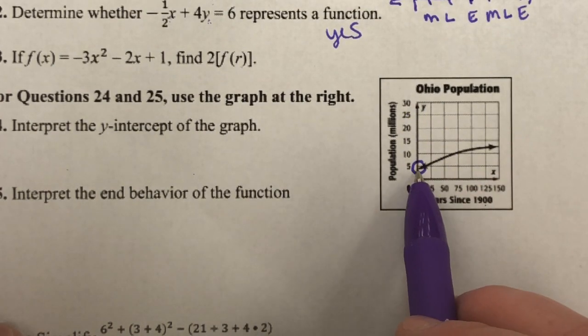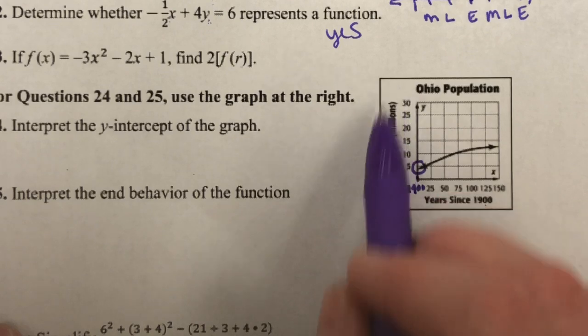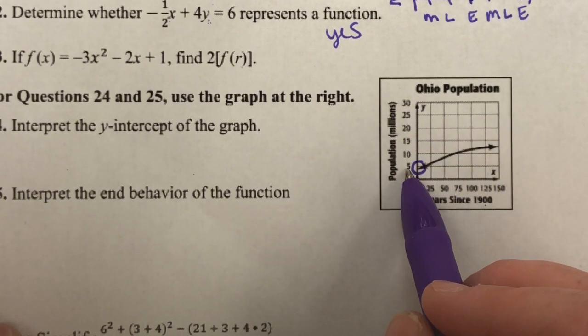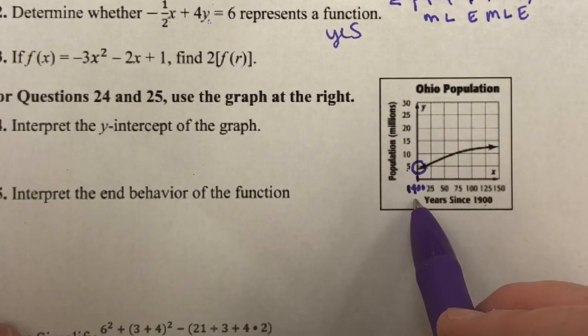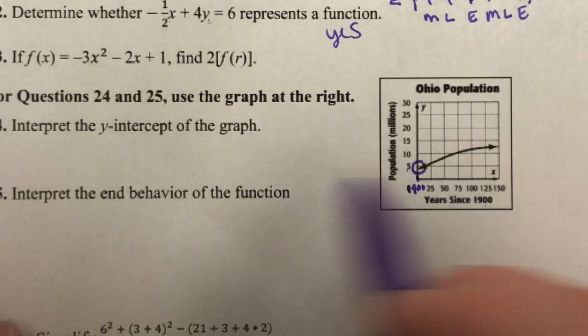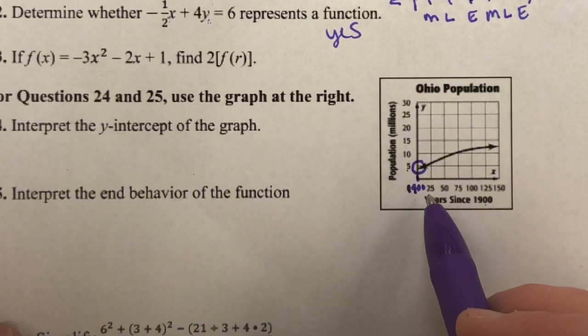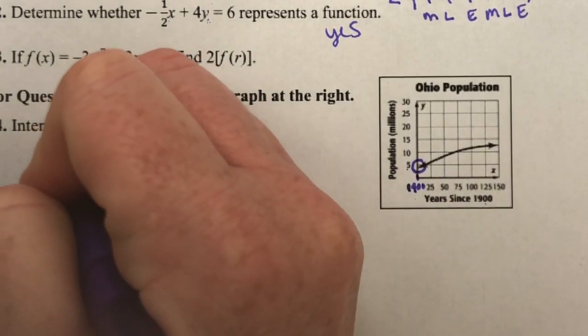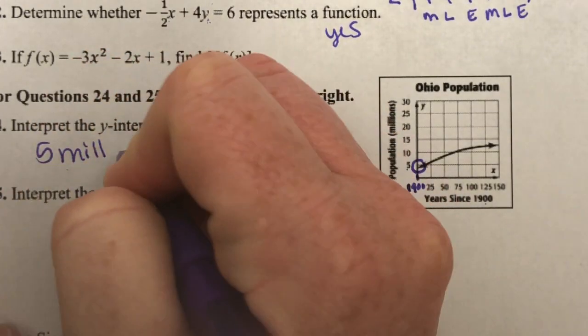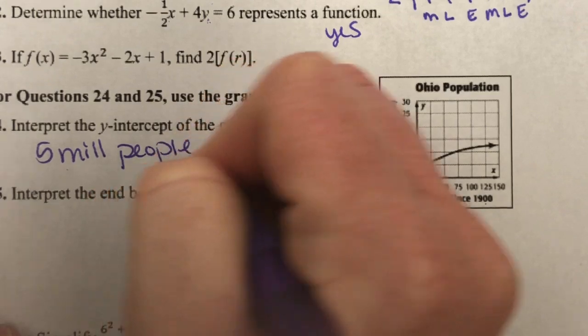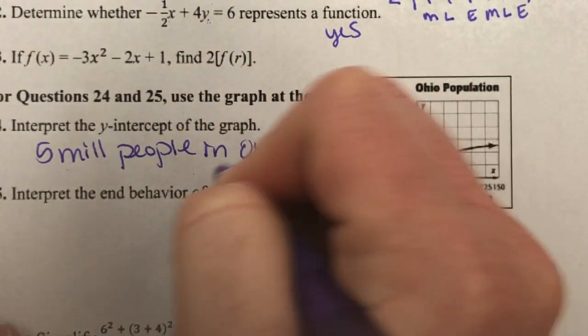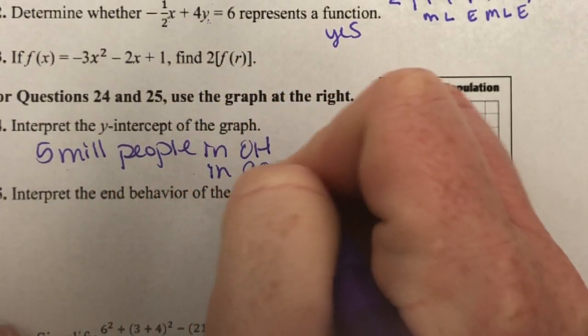And what is our population? That's these numbers, and it's in millions. So 5 million people in 1900. That's what it's telling us. Interpret the y-intercept of the graph. It's telling us that there were 5 million people in Ohio in 1900. 5 mil people in OH in 1900.